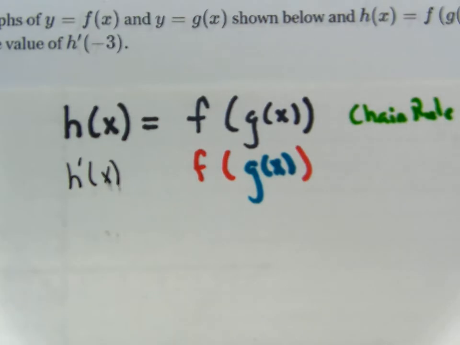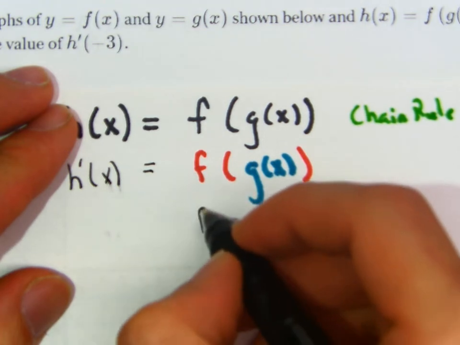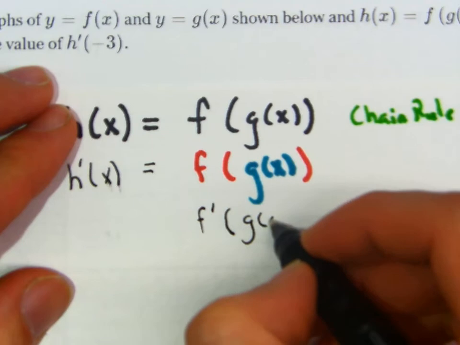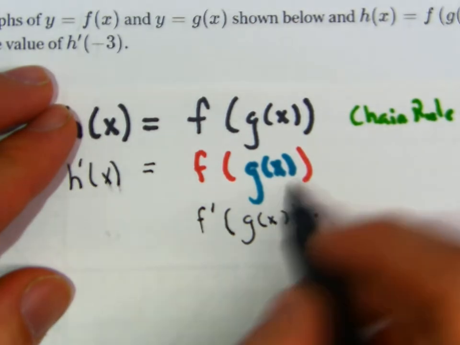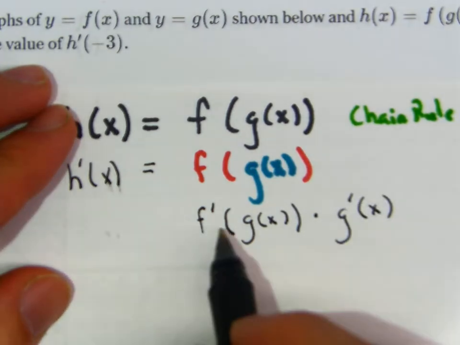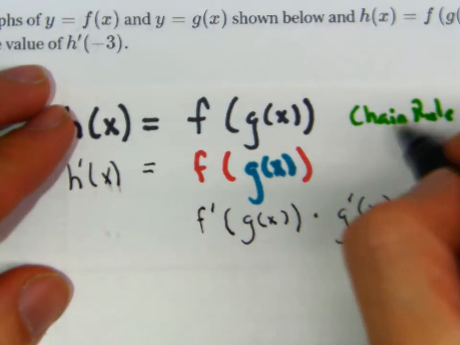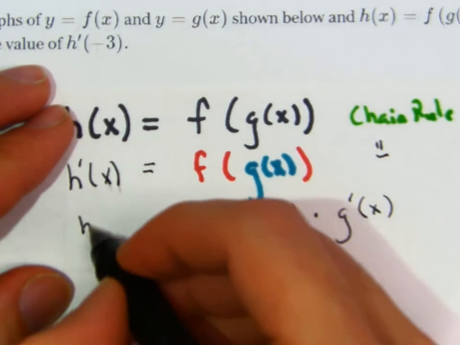So then how does the setup go? We take the derivative of the outside, so it's f prime, and notice that the inside in the blue stays the same. But then we also need to take the derivative of the inside, so it's going to be times g prime of x. So it's f prime of g of x times g prime of x. This is the chain rule. We should be comfortable with this by now. Now here, this is h prime of x.